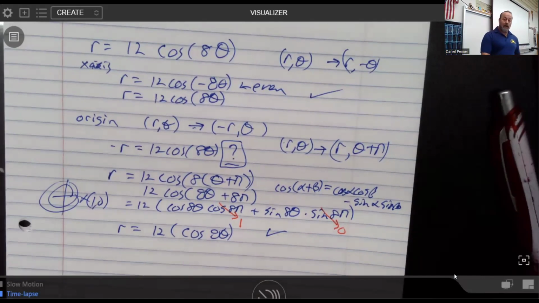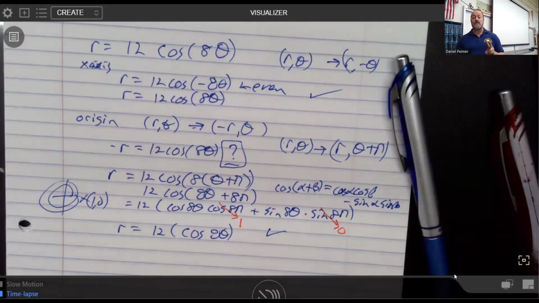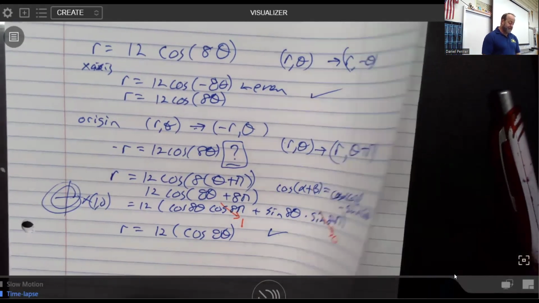And as we discussed in class, you can never have two symmetries. You either have one of them or you have all three. And so because this has two of those symmetries, I know the third is, again, automatic. So that's a good example of how that plays out.